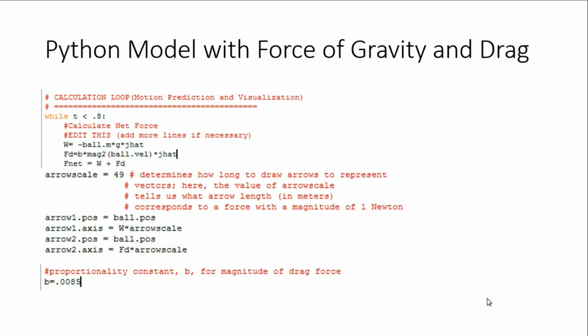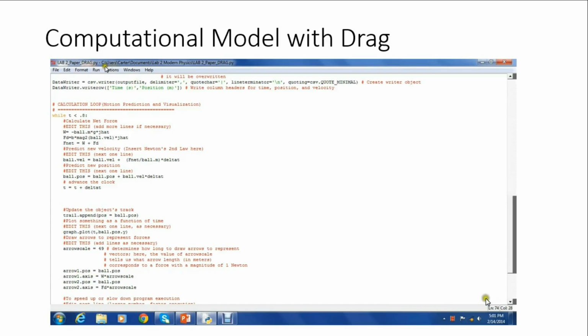Then to find the arrow scale, which gives an accurate representation of the magnitude of the arrows of drag force and gravity, I took about 2 meters, saying the displacement equals 2 meters, and divided it by the weight of the object, which came to about 0.04067 newtons, which gave me an arrow scale of 49. Then I ran my code.